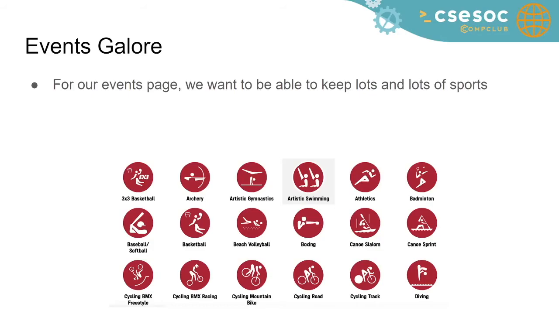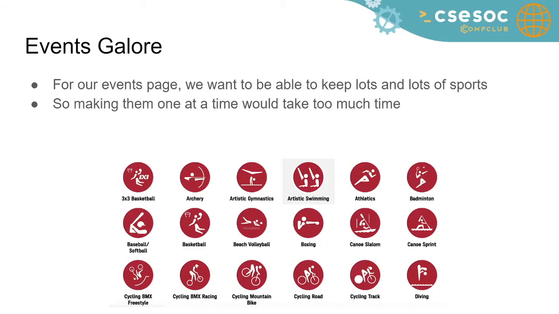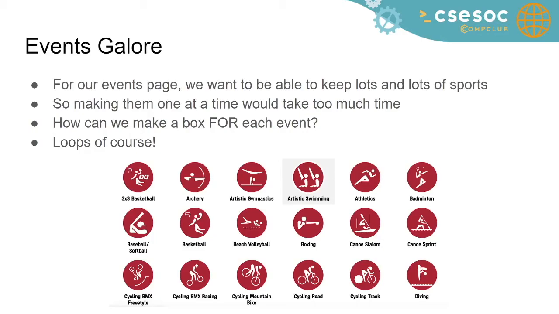In our events page for our website, we want to be able to create icons for all the different Olympic sports. Obviously, we can brute force this by manually creating each element in HTML, but that would take too much time. So how can we make a box for each element? As you guys can probably guess, we'll be using for loops. And this is what we mean when we're talking about generating elements dynamically.